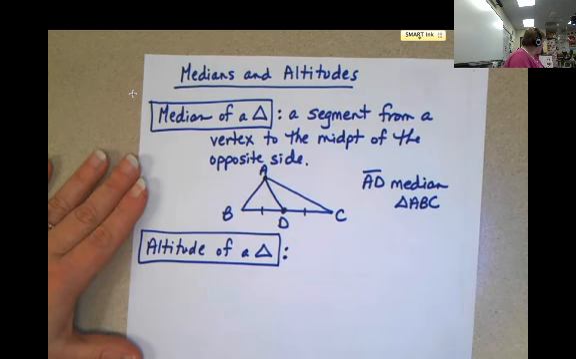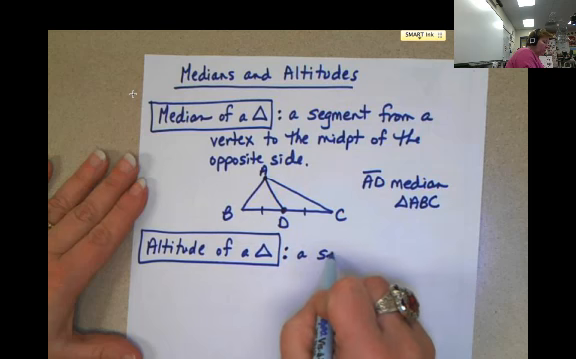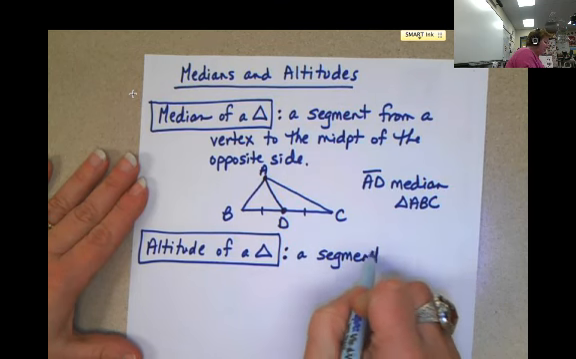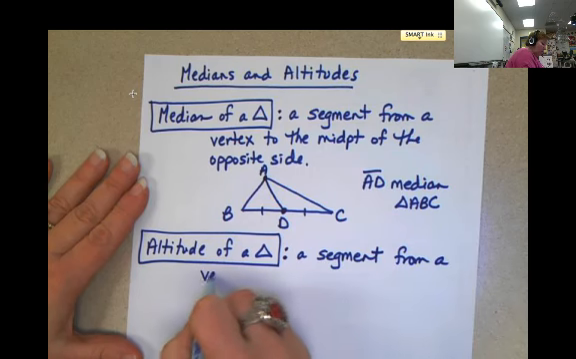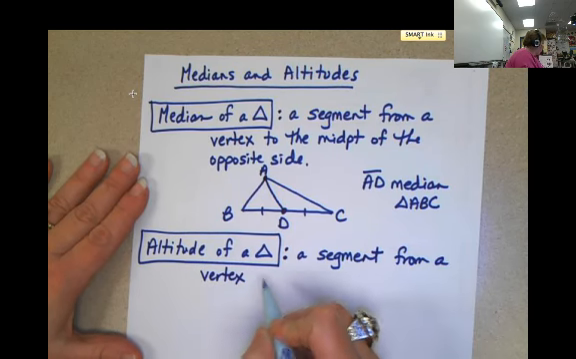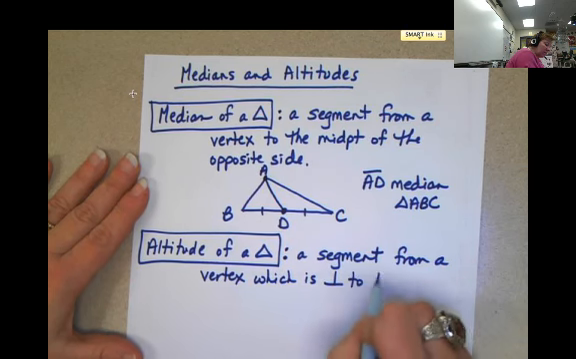So an altitude is also a segment in the triangle. It's from the vertex, but instead of going to the midpoint, it is perpendicular to the opposite side. So we're going to write that it's a segment from a vertex, which is perpendicular to the opposite side.